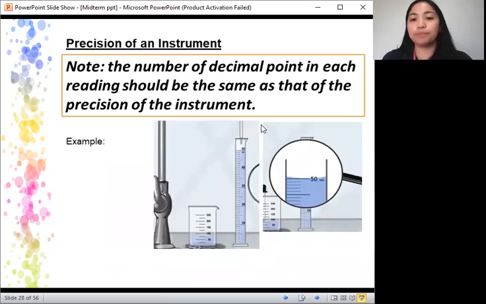Another example, a 50 ml graduated cylinder. So, for the precision of your 50 ml graduated cylinder, the next scale is not necessarily required. So, 50 minus 40, or you can also use 50 minus 30. So, for example, let's use 50 minus 30. You have to count also the number of divisions between 30 and 50. And that is 20 divisions. So, your answer is 1.